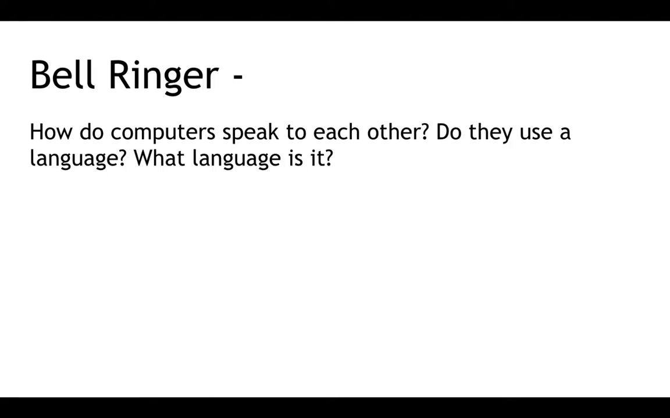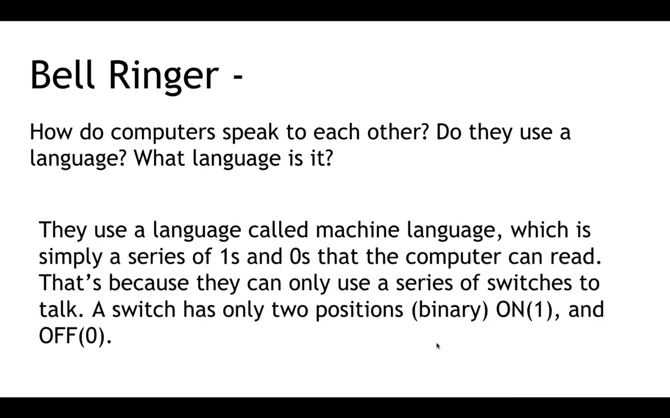It's called machine language. And that machine language uses a series of ones and zeros that the computer can read. The reason the computer is able to read them is because all computers know are electrical currents. And if the electrical current is on, that's a 1. And if the electrical current is off, that's a 0. And that's how they actually communicate.